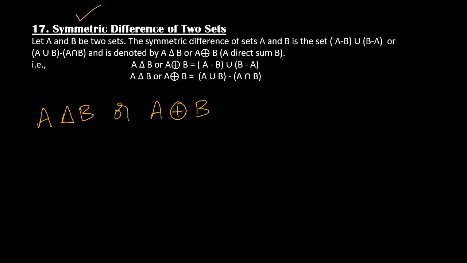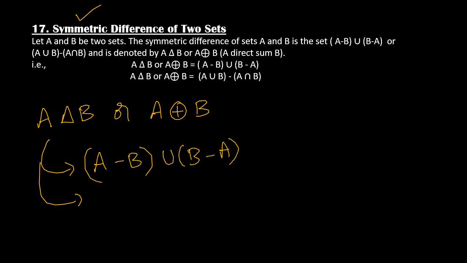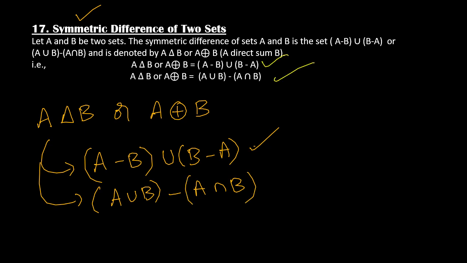We have a formula. We have two actually. It can be written as A minus B union B minus A. I told you how to calculate A minus B and how to calculate B minus A, and take a union of that. And there is one more formula you can take: A union B minus A intersection B, nothing else. It is simply a formula. Is it okay? That is what I have written here. Any doubts up to here? If you want an example, let me give you an example.